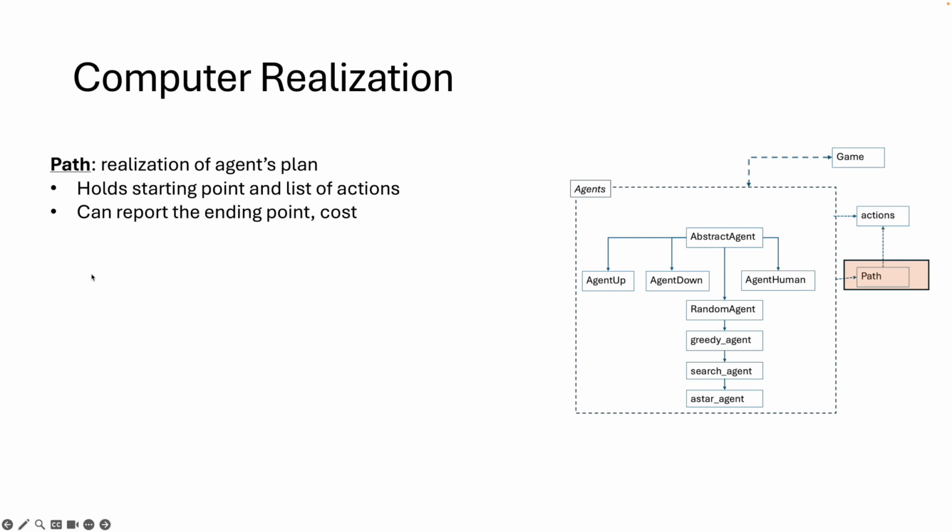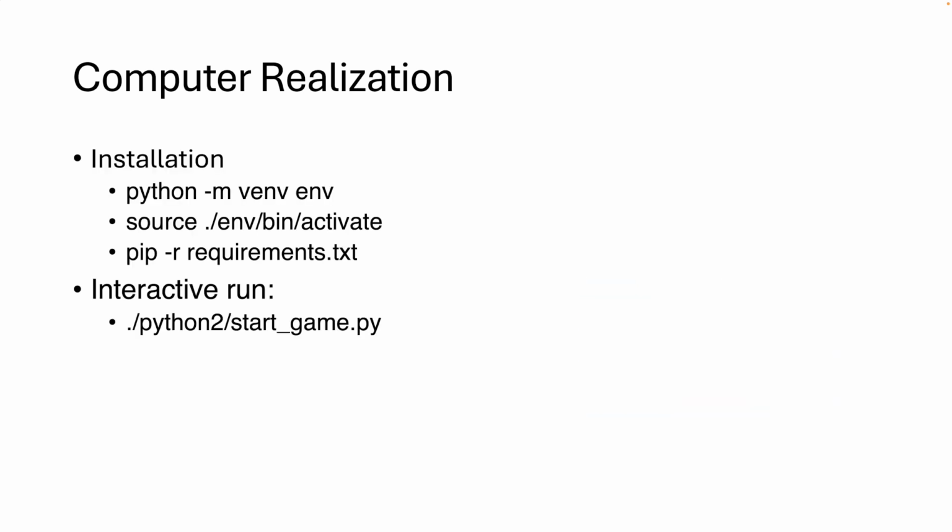And the final class, path, is actually a realization of the agent's plan, so it holds the starting point and a list of actions, and can report the ending point and cost, which is the length of the path, and so on. So installation of the game is pretty simple.